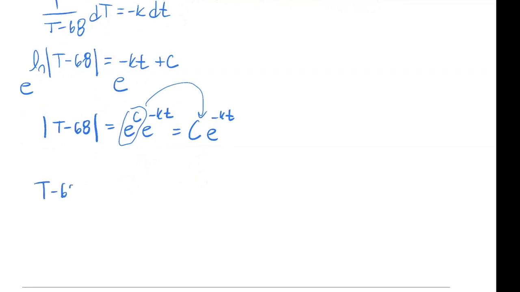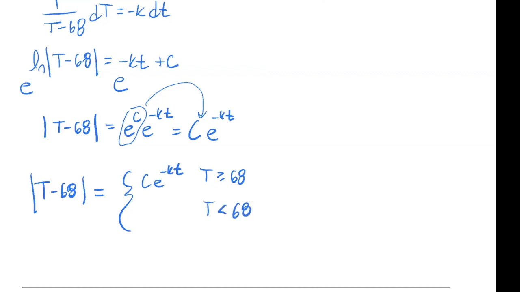Well, we could define absolute values as piecewise functions. If t is greater than or equal to 68, then the thing inside the absolute value is positive, right? And we would just get this. If t is less than 68 degrees, then we change the sign. So regardless of whether t is above 68 or less than 68 degrees, we really don't need to worry about the absolute value, because whether I call this arbitrary constant c or minus c, that sign is going to get absorbed into the constant c.